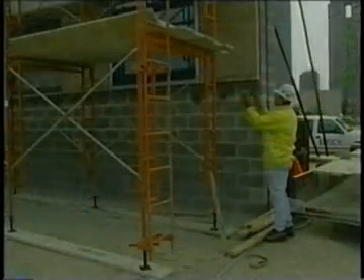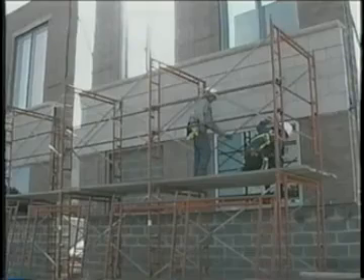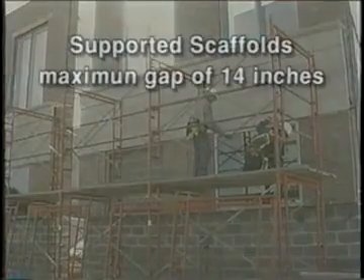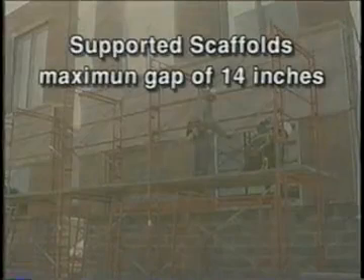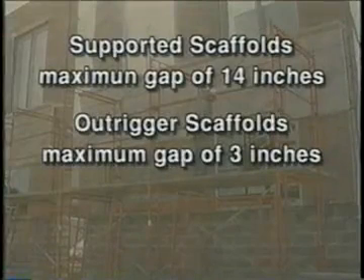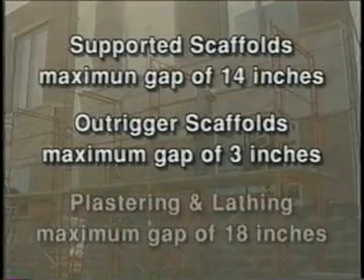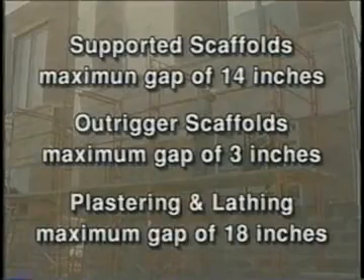The gap from the front edge of a platform to the building or face of the work must be less than or equal to 14 inches for most scaffolds, and less than or equal to 3 inches for outrigger scaffolds. Up to 18 inches is allowed for plastering and lathing.